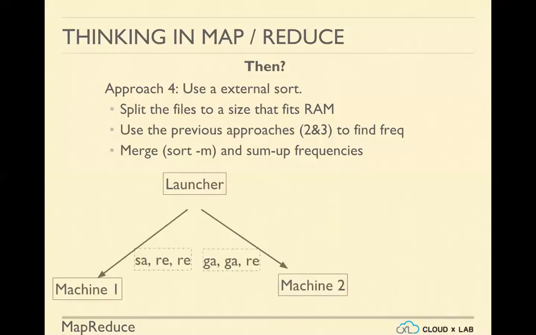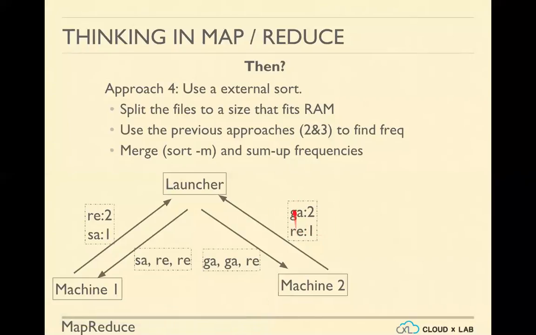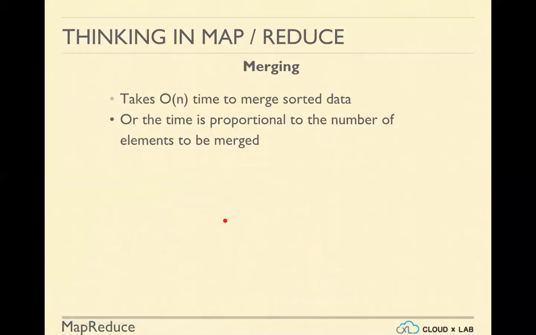Let's say there is a launcher, and one part of the file we send to machine 1, the second part we send to machine 2. Let both of them do the sorting and give the results sorted by the key. Along with the frequencies, they need to give the sorted data. Otherwise, merging will become a really big issue, and then this is the result we'll get. So basically this was the fourth approach that we used earlier, and it takes around O(n) time.